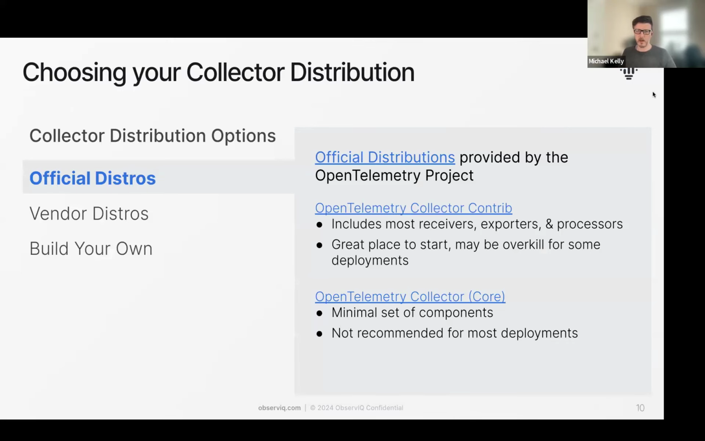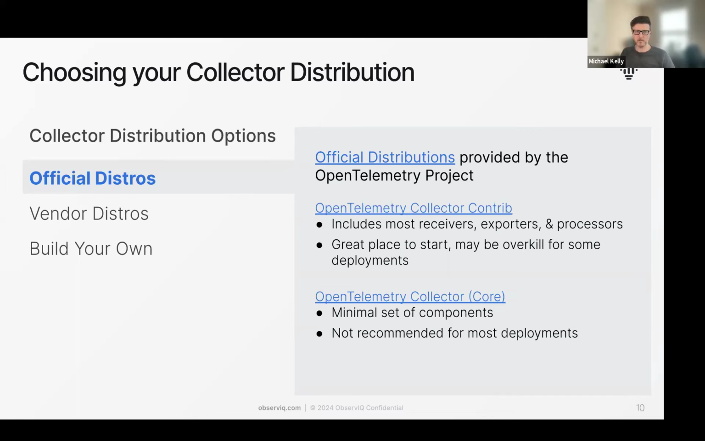Once you have a good sense of that, the next step is understanding the collector distribution. And this is an area where there can be some confusion at first because there are so many different distributions. You can think of this like Linux, right? With Linux, you can choose from 100 different distributions. It can be difficult to understand what makes the most sense for your environment. And so I break it down into 3 different types. There are the official distributions, of which there are only 2. There's the OpenTelemetry Collector Contrib, and then the OpenTelemetry Collector Core. There are vendor distributions, and you can build your own distribution.